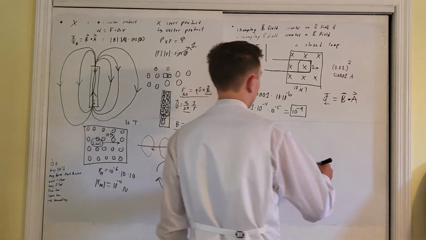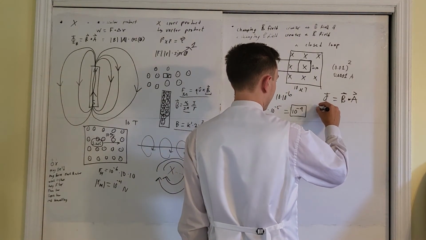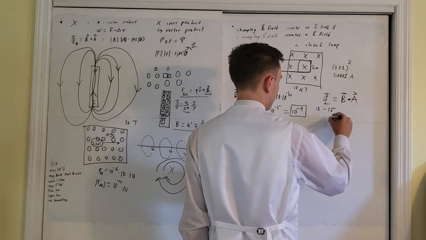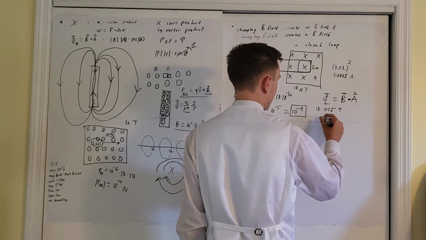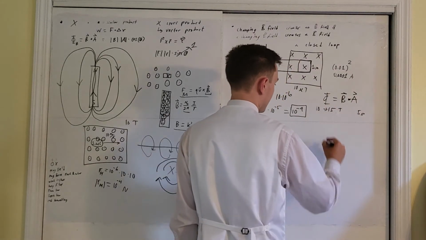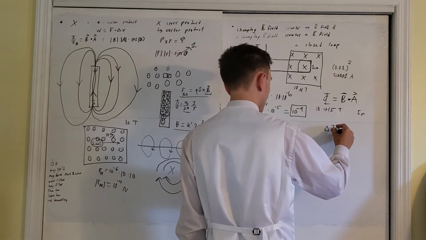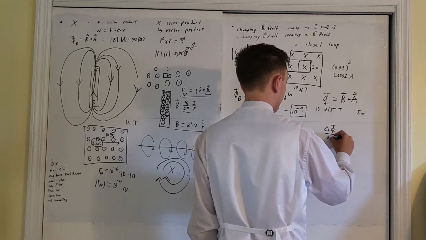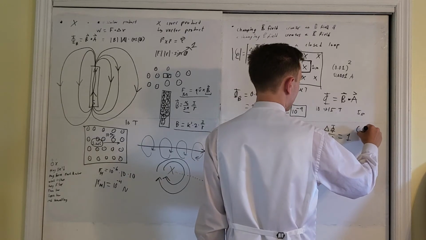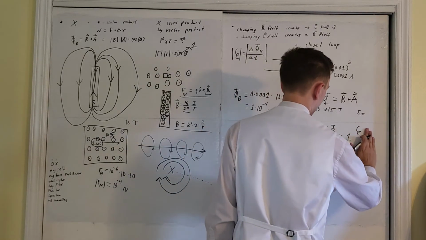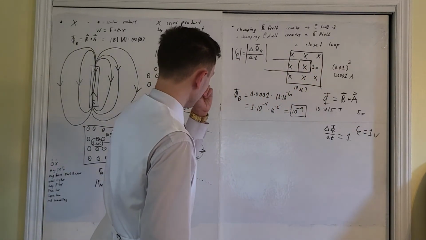So if my B field went from 10 to 15 Tesla in a matter of 5 seconds, then the rate of change of my magnetic flux with respect to time would be 1. So that would induce 1 volt in the wire. My electromotive force would be 1 volt. Okay, so that's how you would use this equation.